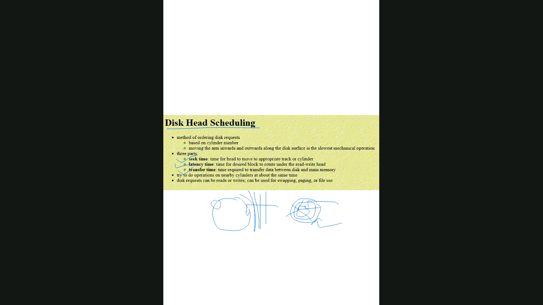Then after this seek time, your data is present, so it has to rotate to come under this head. This is called latency time. So the time for the desired block to rotate under the read write head is called latency time. Now after the read write head seeks to a particular track, it rotates to get the block of data, then it reads the data and transfers it to the main memory. The time required to transfer data between disk and main memory is called transfer time. So these are the three important key points you need to understand: seek time, latency, and transfer time.